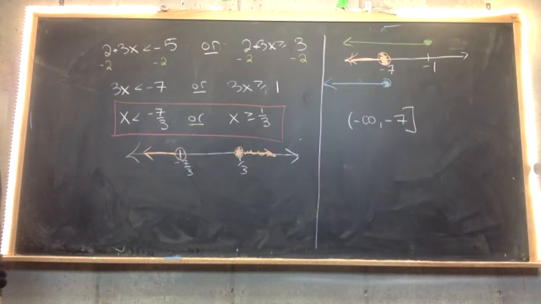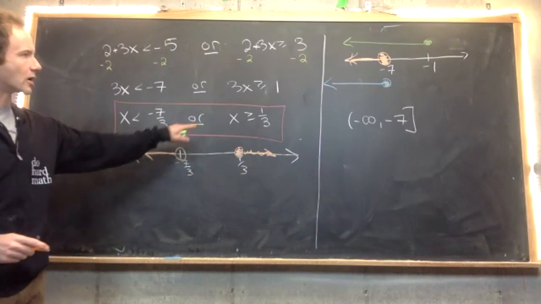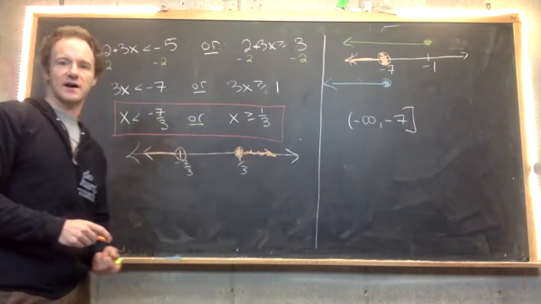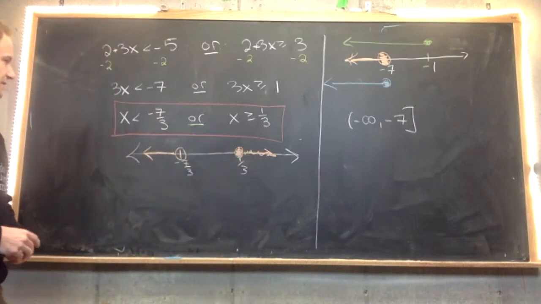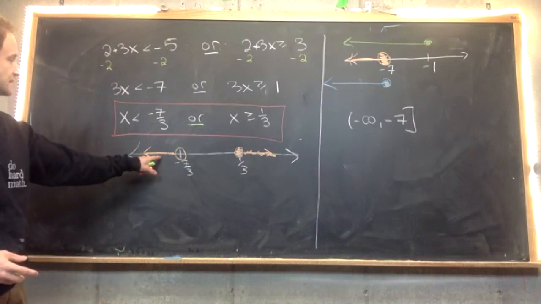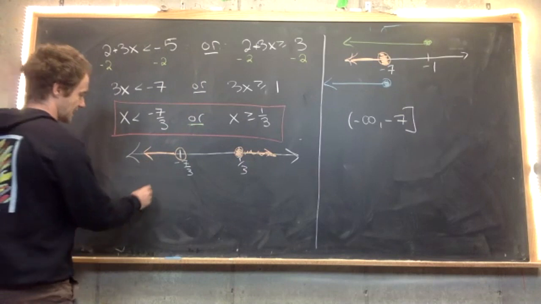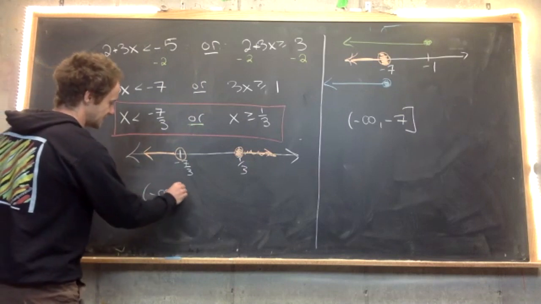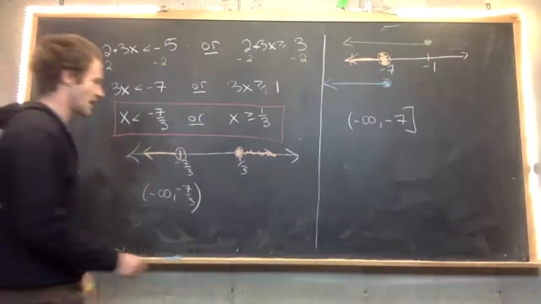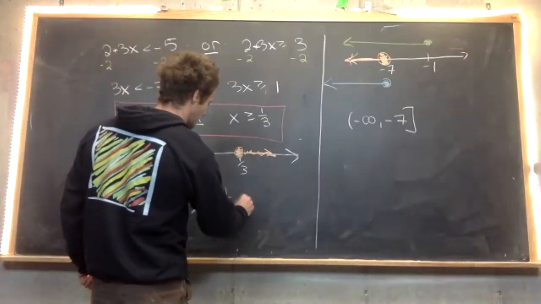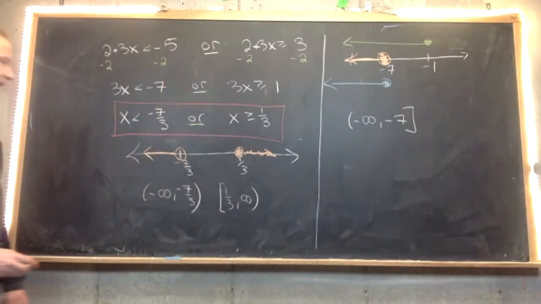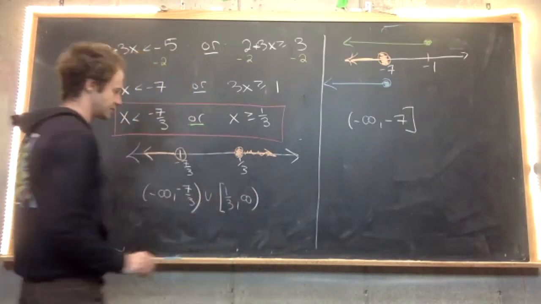Great. But now since we have an or, we need this stuff or this stuff. But if you recall from the first couple days of class, we can do that using a union of intervals. So this left-hand part is -infinity to -7/3. This right-hand part is 1/3 up to infinity. We include the 1/3 in this case, and the way to put them together is with this union.